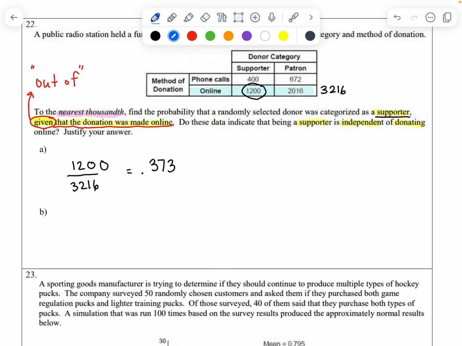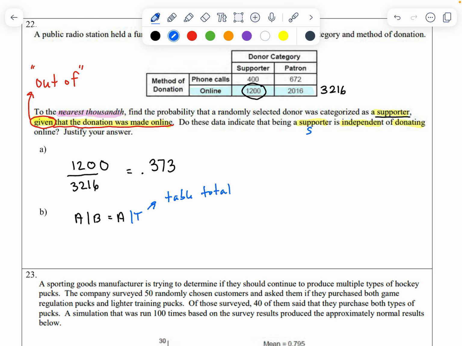There are 2 formulas for independent. You do not have to memorize them, but one of them is P(A|B) = P(A). And I like to say A over B and A over the table total. This stands for table total. Okay? Now in this case, let's change A and B.